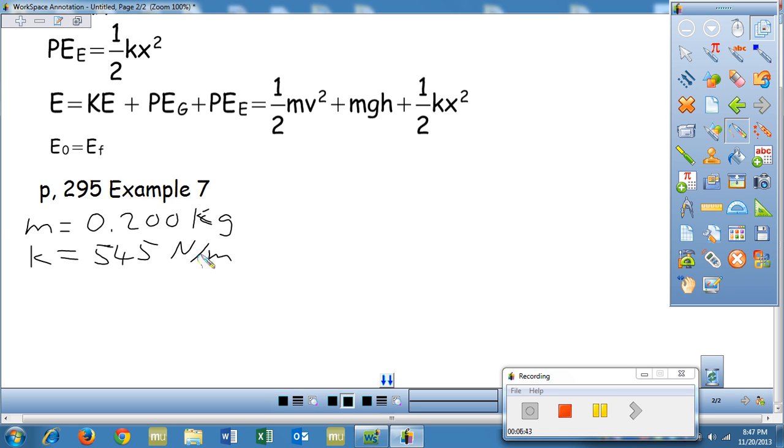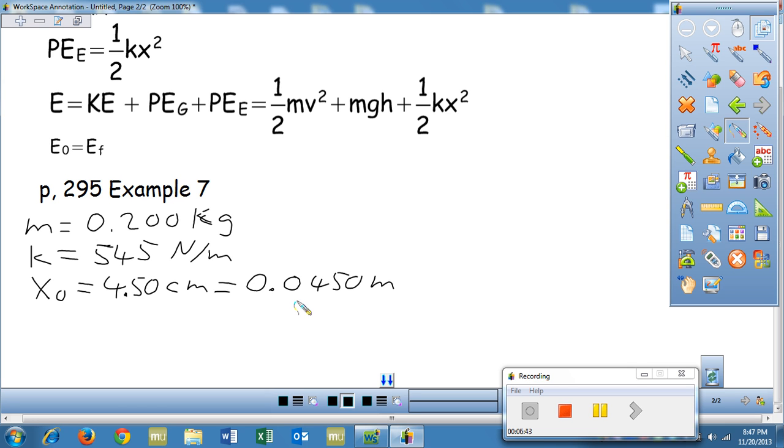Okay. Spring is stretched initially to x0 equals 4.50 centimeters. Okay, so if we're going to convert that to meters, we move the decimal place 2 to the left, x0 equals 0.0450 meters.